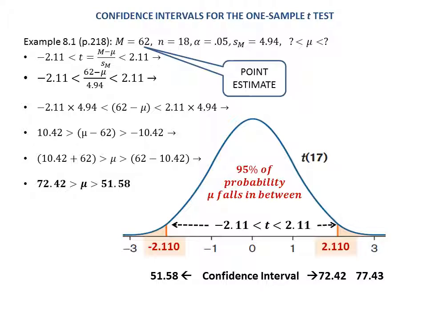So now we know the confidence interval is 51.58 to 72.42. The population mean stated in the null hypothesis is 77.43, and it's outside our confidence interval, so we reject the null hypothesis and state that the OCD patients' family score is significantly different from the general population.